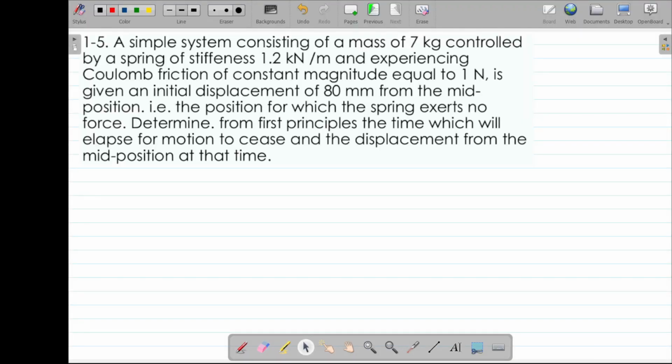Okay, so in this problem, we have a simple system consisting of a mass of 7 kilograms controlled by a spring of stiffness 1.2 kilonewton per meter and experiencing Coulomb friction of constant magnitude equal to 1 newton, which is given an initial displacement of 80 mm from the mid position, so the position for which the spring exerts no force. We look to determine the time which allows for motion to cease and the displacement from the mid position at that time.